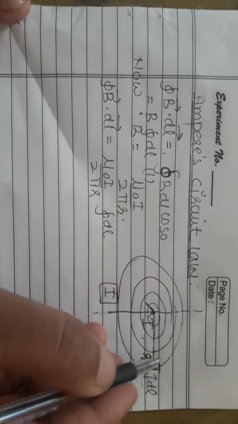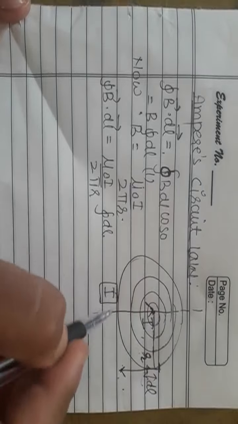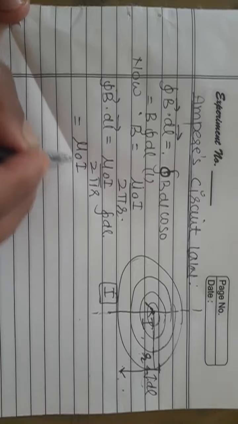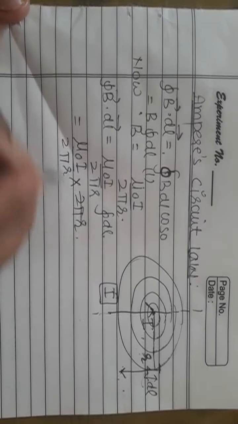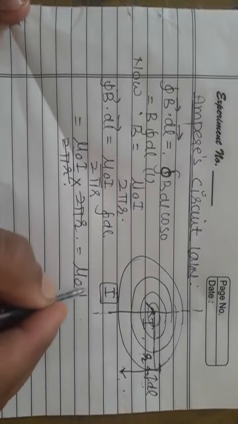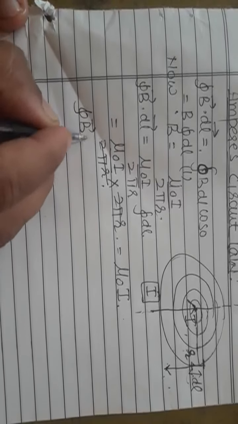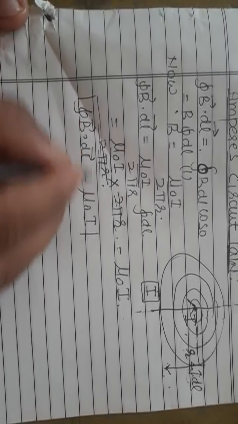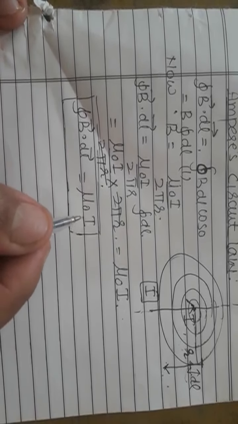The question is, what was dl? dl is this small length, but if I integrate, I get the total length, and this total length is nothing but the circumference of the circle, which is 2 pi r. The 2 pi cancel out, so after solving I get that the closed integral of B vector dot dl is equal to mu naught times the current threading the loop. This law is called Ampere circuit law.